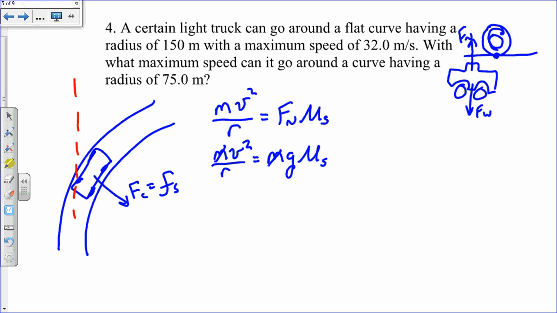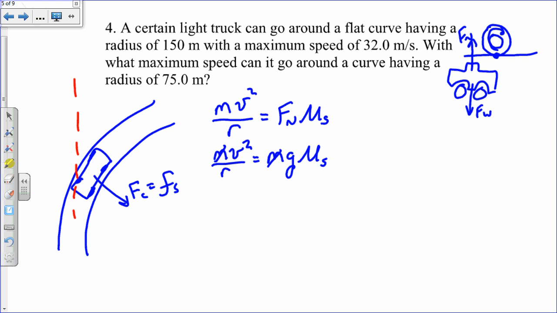My masses cancel, which is a good thing because I don't have the mass. It's also a good thing because on curves on the road, they don't post different speed limits for different masses. You know, if it's icy and you're a certain mass and the speed limit is this and that, it doesn't matter what your mass is. If you're heavy or light, it's going to still be the same maximum speed that you can travel. All right, so my masses cancel.